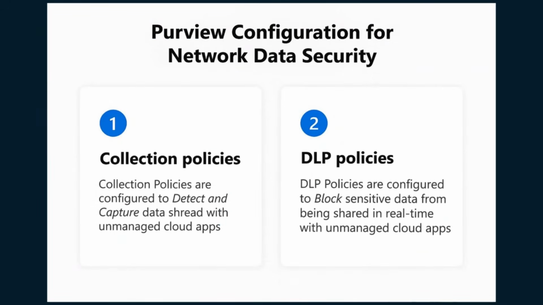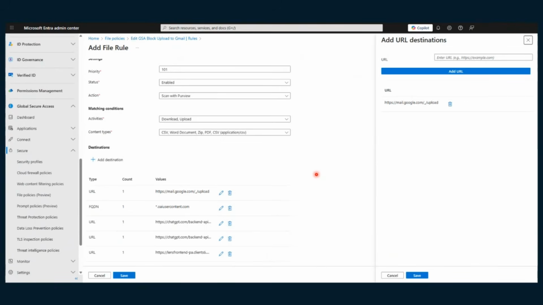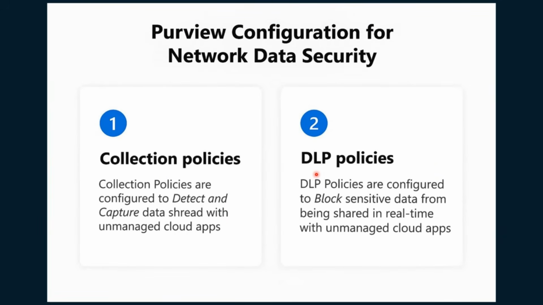And this is on the Entra side of things. Then we have to configure the Purview side of things. The Purview side of things can be configured using two features that we have. One is the collection policies and the other one is the DLP policy. So I'll give a bit of background about when you need to configure a collection policy and when you need to configure a DLP policy.